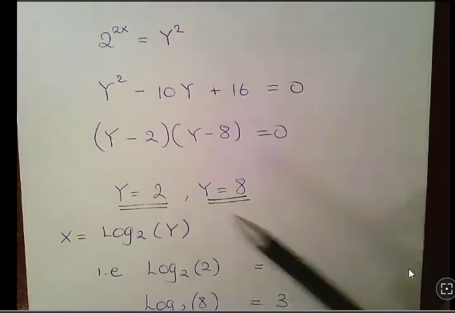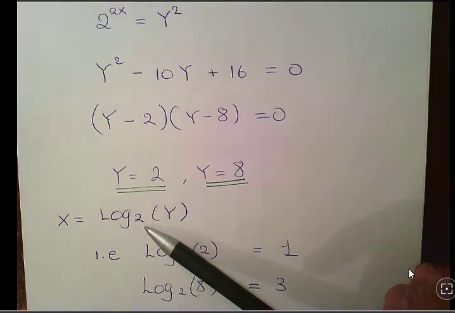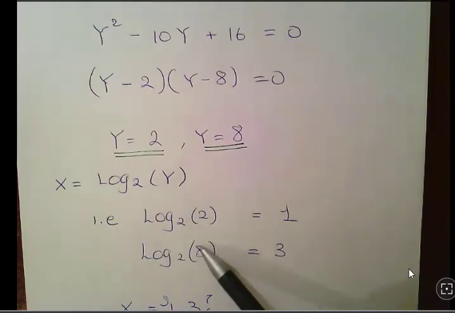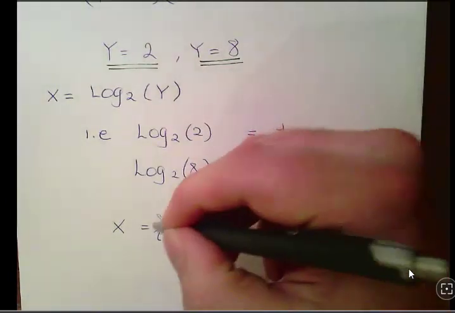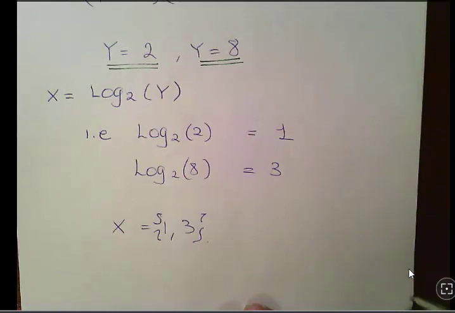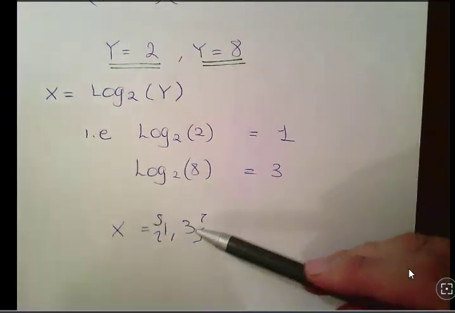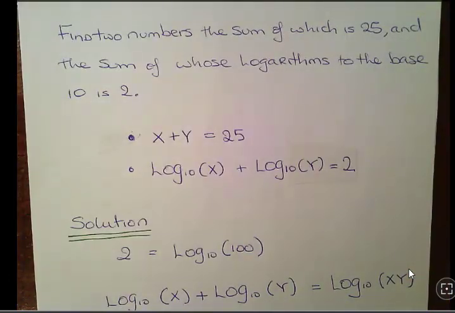We're nearly there, and the answers we're looking for are in terms of x. So we take log to the base 2 of both of those. Log to the base 2 of 2 is simply equal to 1, and log of 8 to the base 2 is 3. Let's write that a little clearer: the answer is 1 and 3. x is equal to 1 or x is equal to 3. Okay, good.